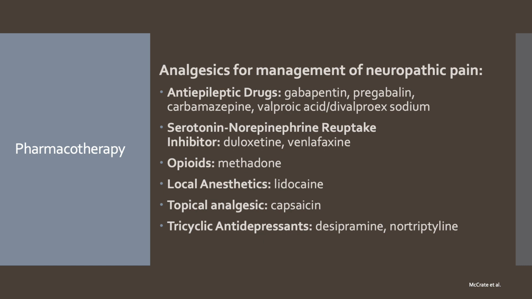And then our opioid that is beneficial with this type of pain is methadone because of its action on the NMDA receptor, which we will see in the upcoming slides. Other options are local anesthetics, topical analgesics, and lastly are tricyclic antidepressants. However, those tricyclic antidepressants do have a lot of side effects that we would not generally like to have patients experience, so those would be really last line.